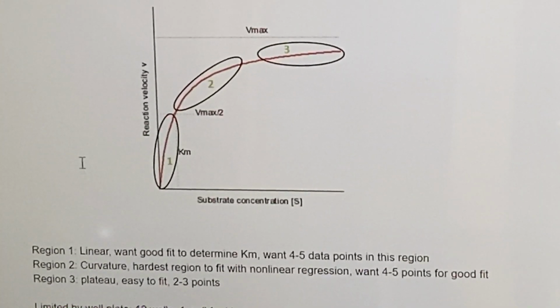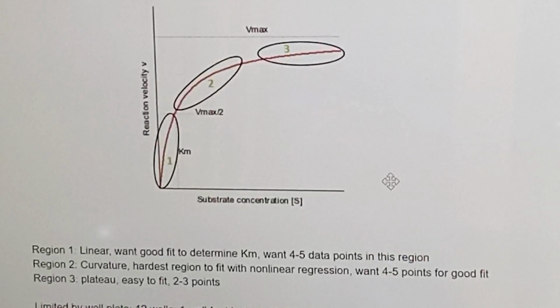In this first region, this region's important because it helps determine your initial Km. So you want about 4 to 5 data points in this region. This third region is just basically like a flat line, or it should be approximately flat, so it's not very hard to fit. So you really only need 2 or 3 points here. This second region, since we're doing nonlinear regression, is the hardest region to fit since it has curvature. So you also want 4 to 5 data points in that region.